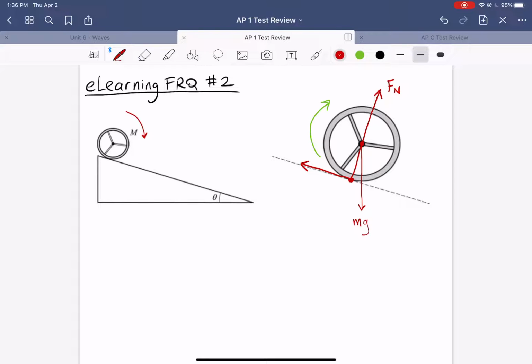In this case, your intuition would have been correct that the friction was pointing up the hill, but just keep in mind that that's not always going to be the case, that the friction doesn't always point in the opposite direction that the object is moving.